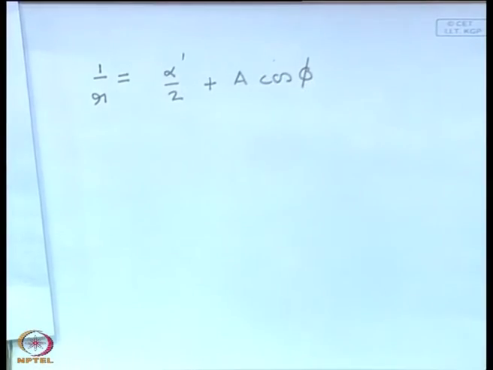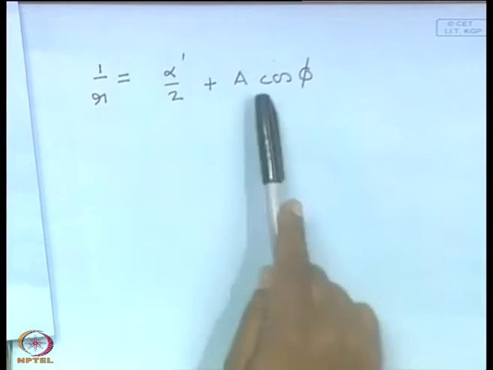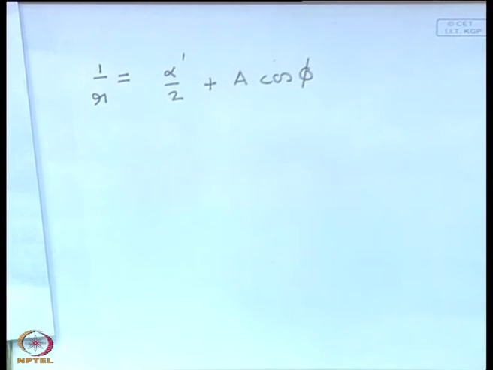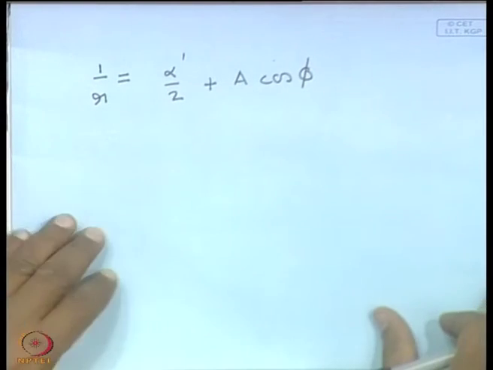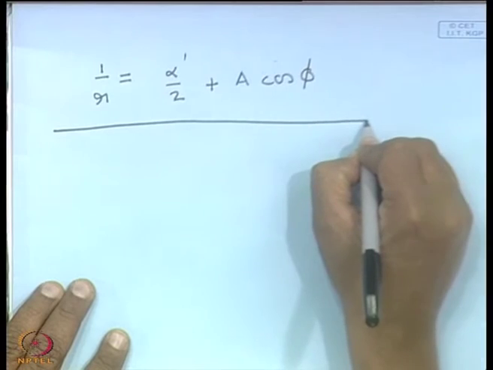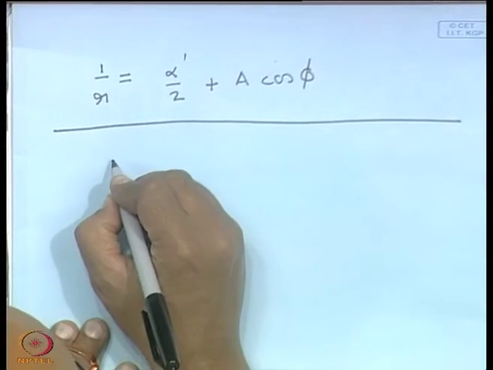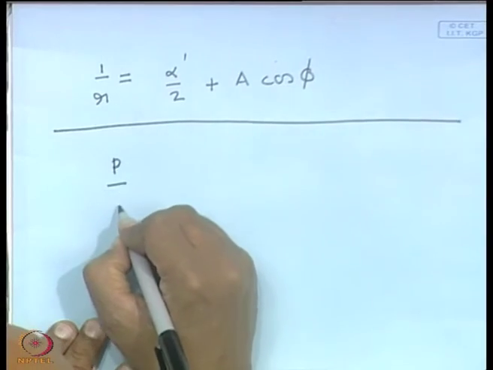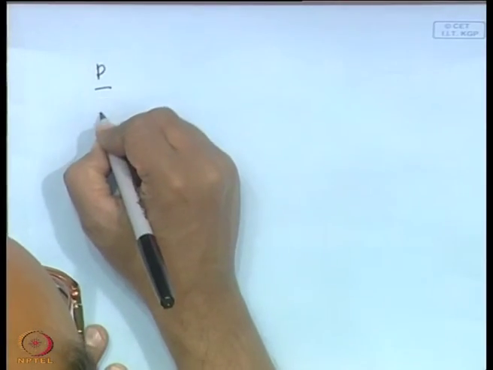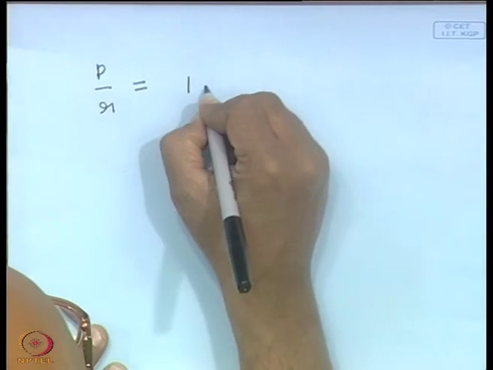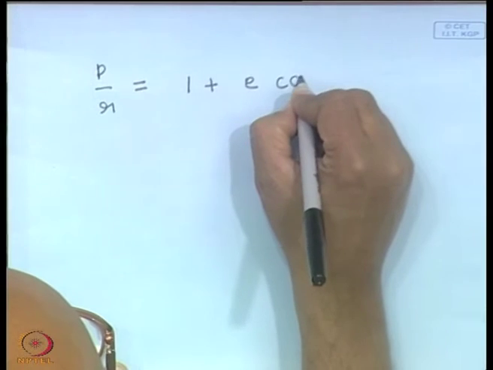So, we have obtained the solution to the problem that we want to solve. It is not in terms of the energy or the other integrals of motion, but we can do that. It is most convenient to write it in the following way: P by R is equal to 1 plus E cos phi.